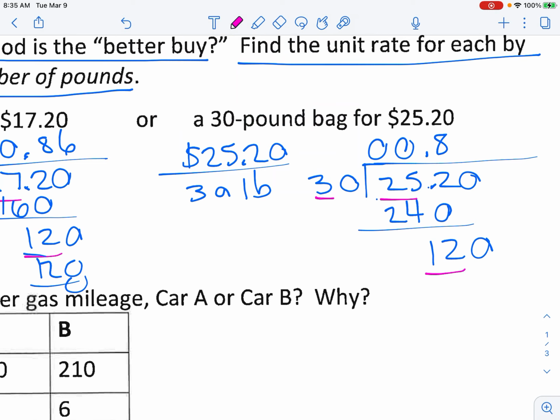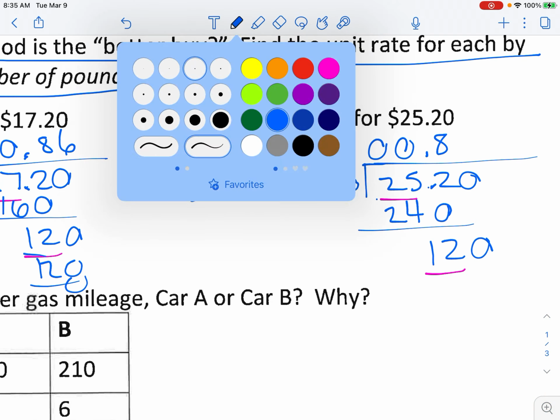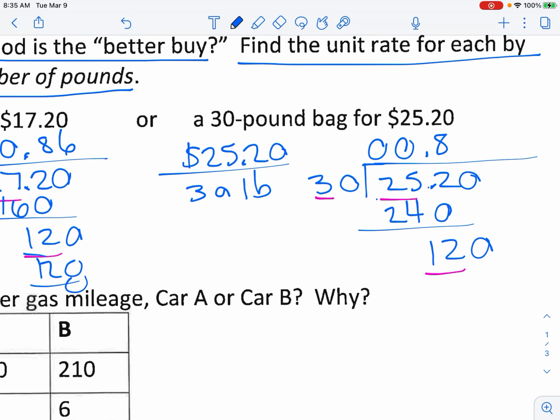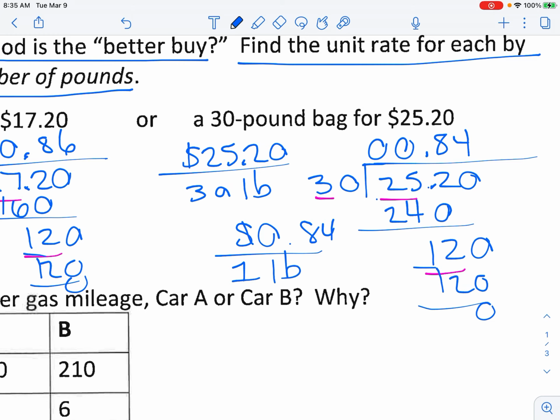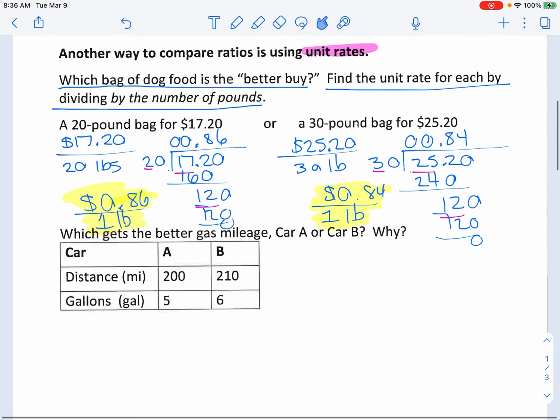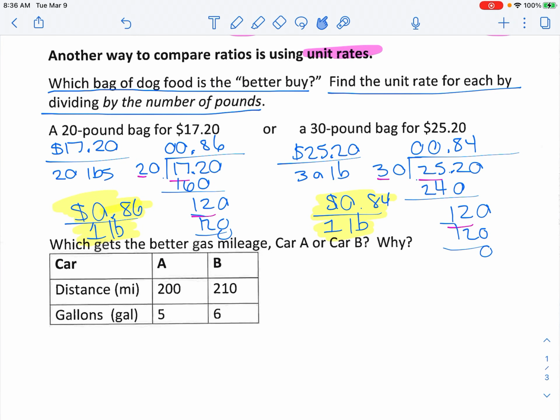And now I'm focusing on the 3 and the 12. I know 3 times 4 is 12, so 30 times 4 is 120. Okay, so this company is charging me 84 cents for 1 pound of dog food. So let's highlight our unit rate, and bag number 2 would be the better buy. They are charging me a cheaper price per pound of dog food.